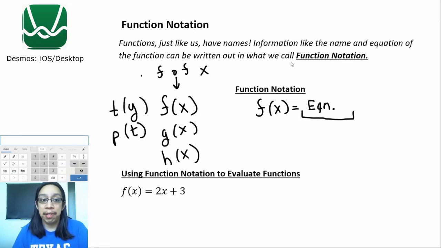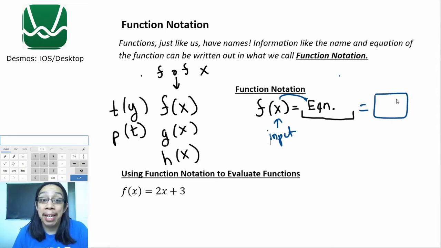Basically, it comes down to two things. Function notation helps us identify where the inputs are going and where the outputs are going to be coming out. So for example, if you have something like this, whatever is on the inside, this x, is going to be your input. This input is going to be going into the equation. You're going to be doing some math. It's going to be calculating like a calculator normally would. And whatever numerical answer you get out of it is going to be your output.